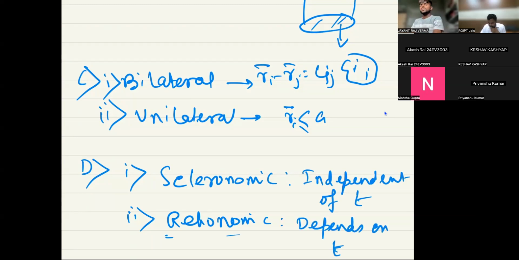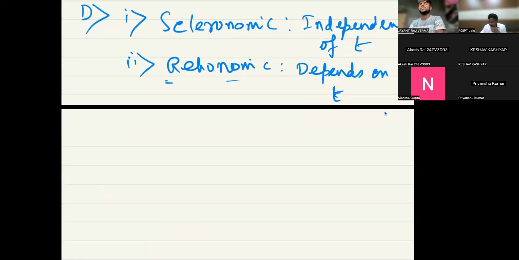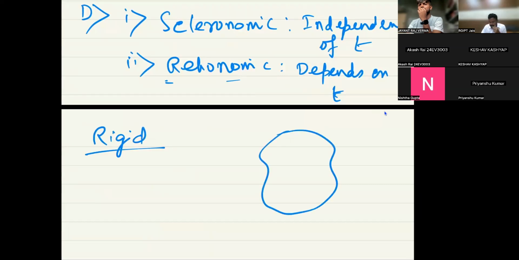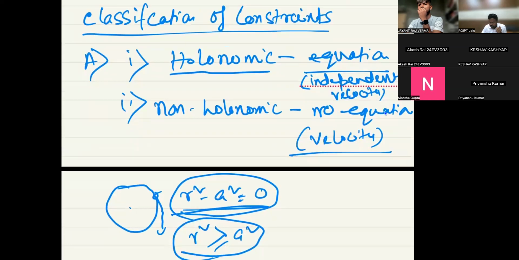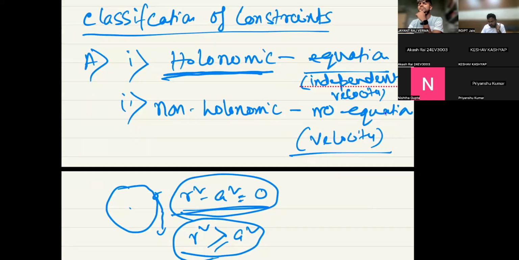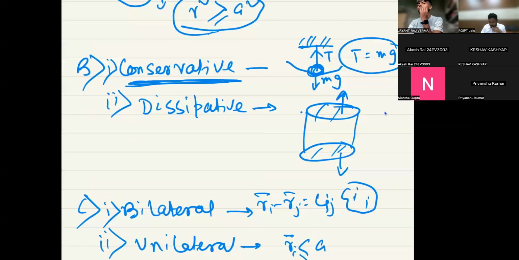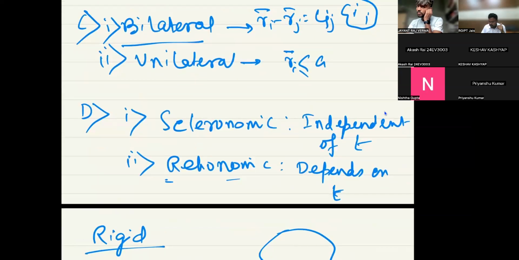Okay. So this way you can classify the various systems. For example, if I give you a rigid body and ask you to classify what type of constraint it has, you can clearly tell this is a holonomic constraint because it is in the form of an equation and it does not depend on the velocity. And this is also a conservative constraint. This is bilateral, and this also does not depend on time. So this is a scleronomic constraint.